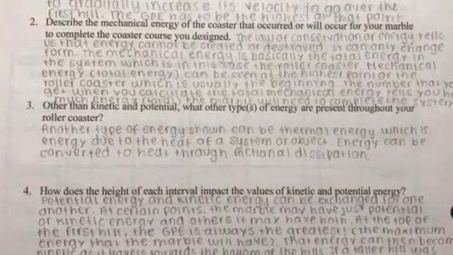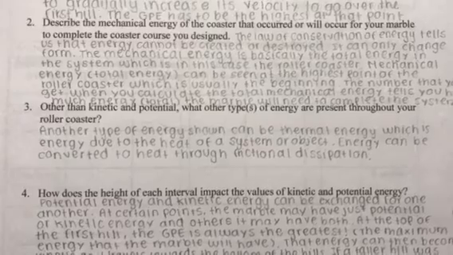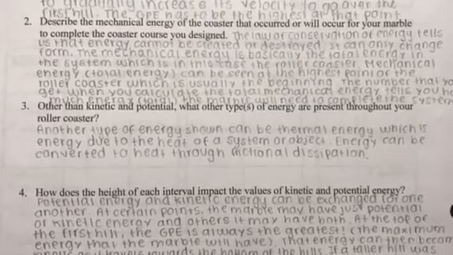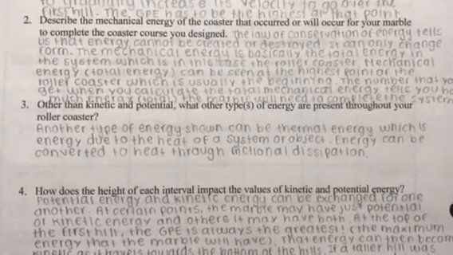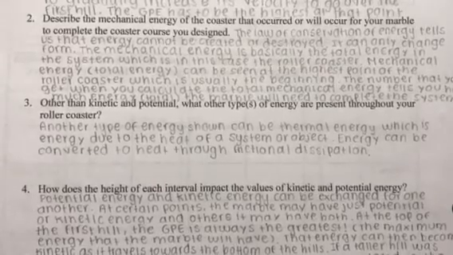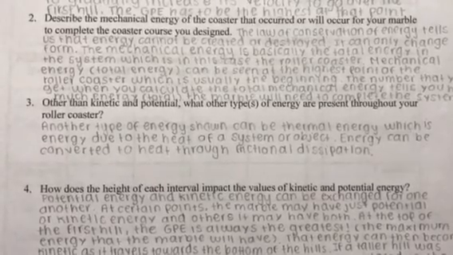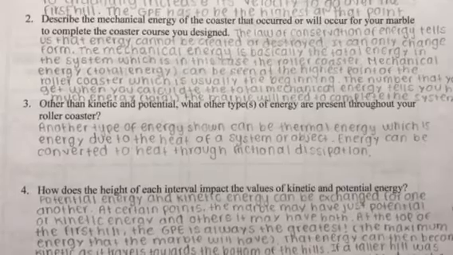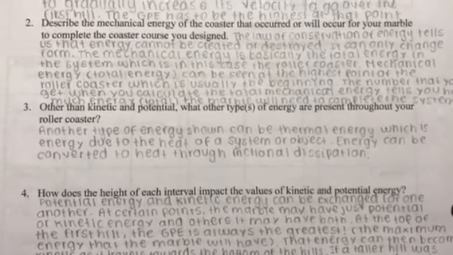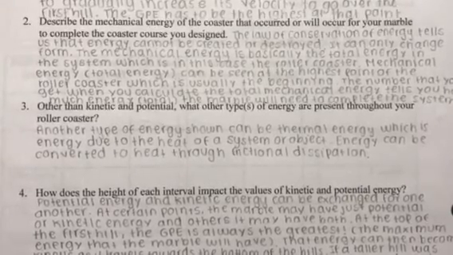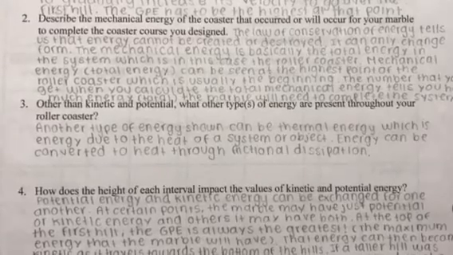My third question is asking, other than kinetic and potential, what other types of energies are present throughout your roller coaster? So I said another type of energy shown can be thermal energy, which is energy due to the heat of a system or object. Energy can be converted to heat through frictional dissipation.